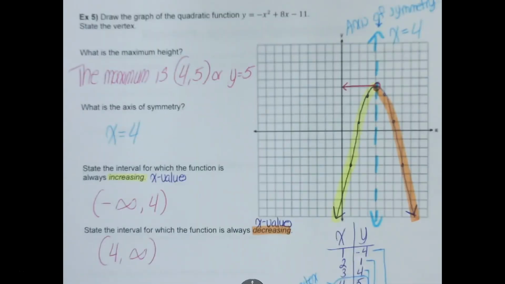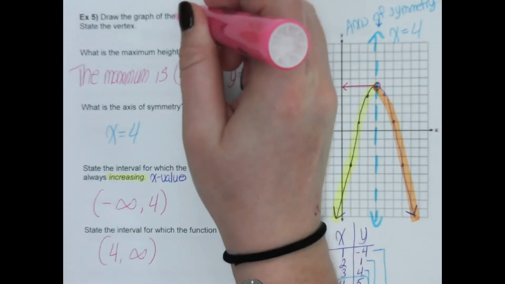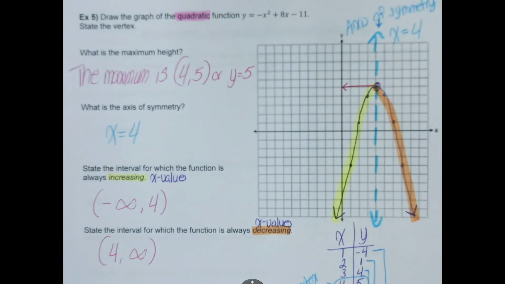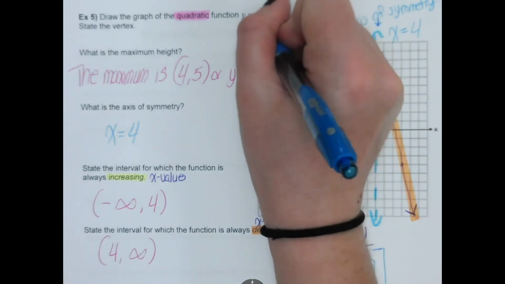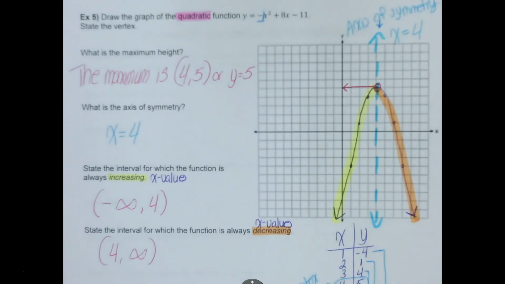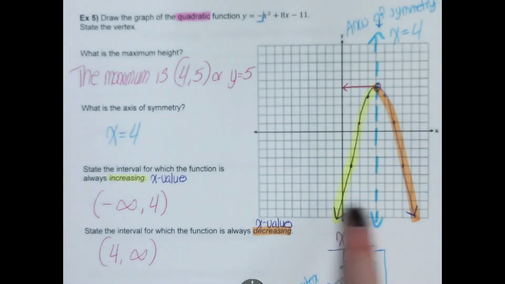All right, boys and girls, so here we go with number 5. It says draw the graph of the quadratic function. I'm going to highlight that keyword with you now, quadratic. So that means that it's either going to look like a happy face or maybe a frowny face. I can always tell what it will look like based on the coefficient that's right in front. And I can see here the coefficient in front is a -1. So because it is negative, I know that it should be a frowny face, which it is after I graph.